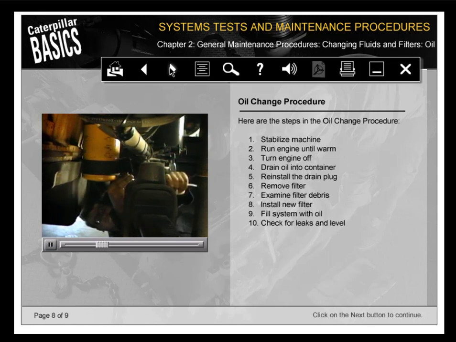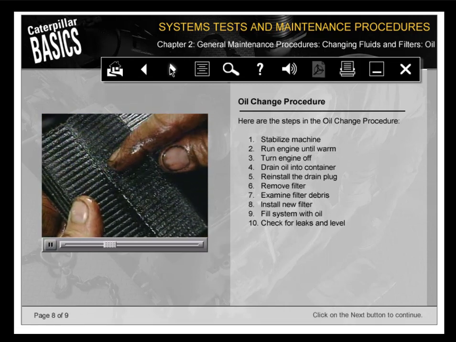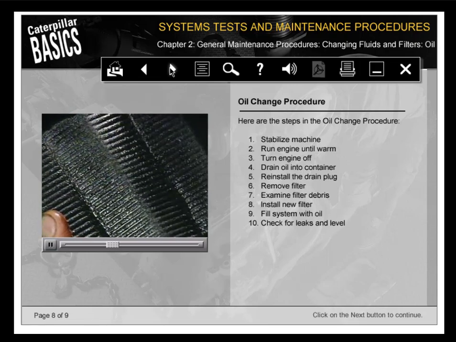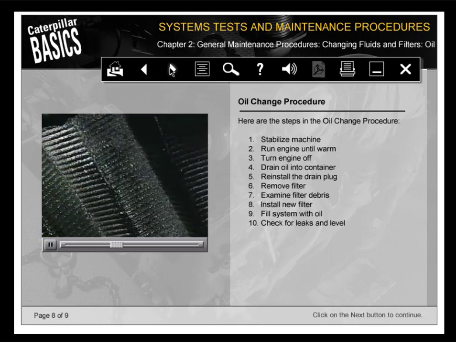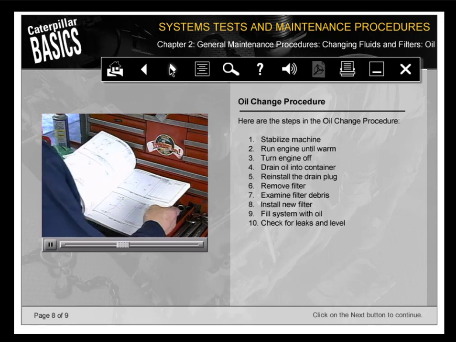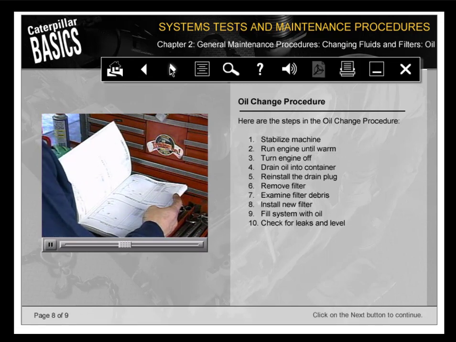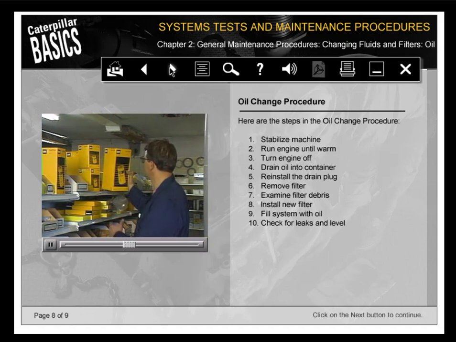Next, remove the filter with a filter wrench. If there is a bypass filter, remove it too. Cut the filter open and examine the debris trapped inside. If only normal amounts of metal are found in the oil filter, install a new one. Make sure the sealing surface is clean and free of gasket material. Install the recommended filter for the engine. Different models require different sizes and sometimes different types of filters.